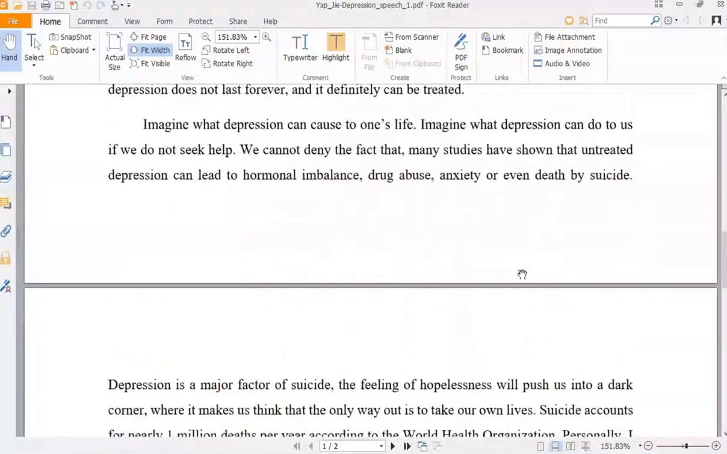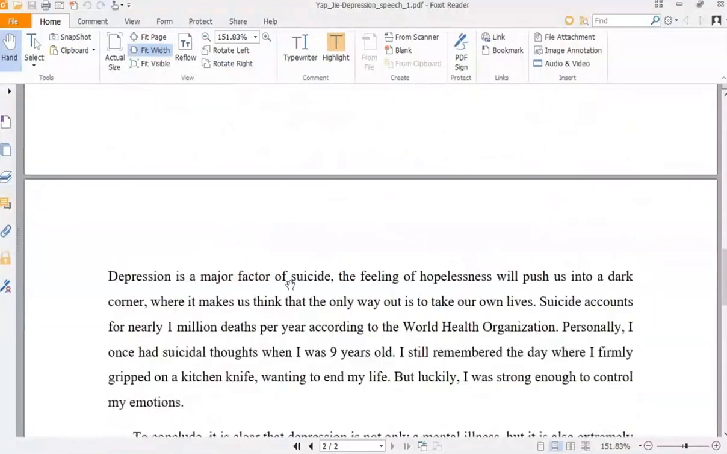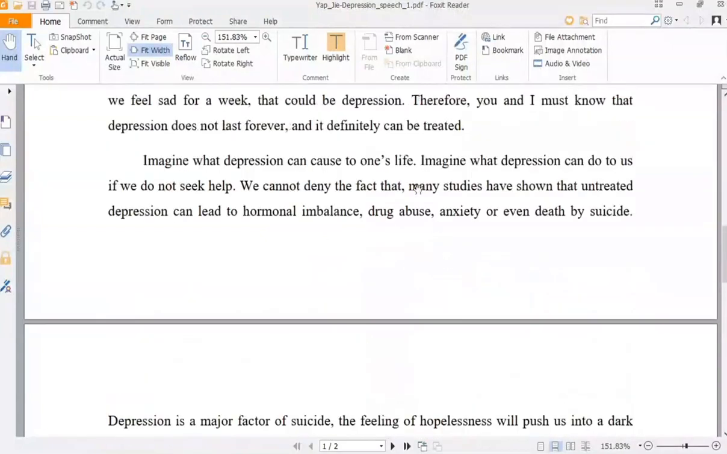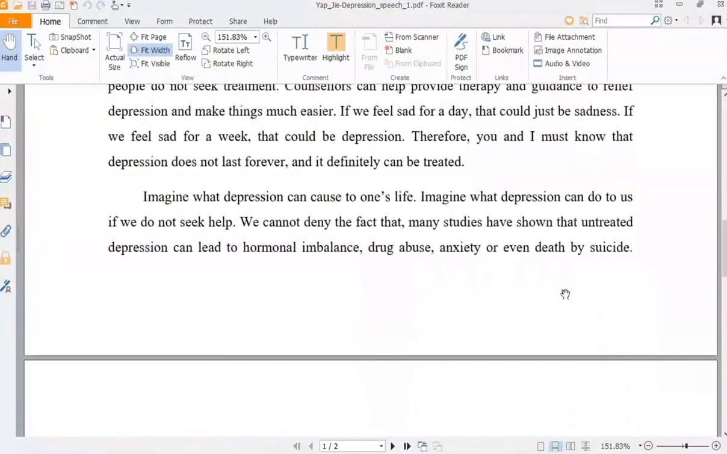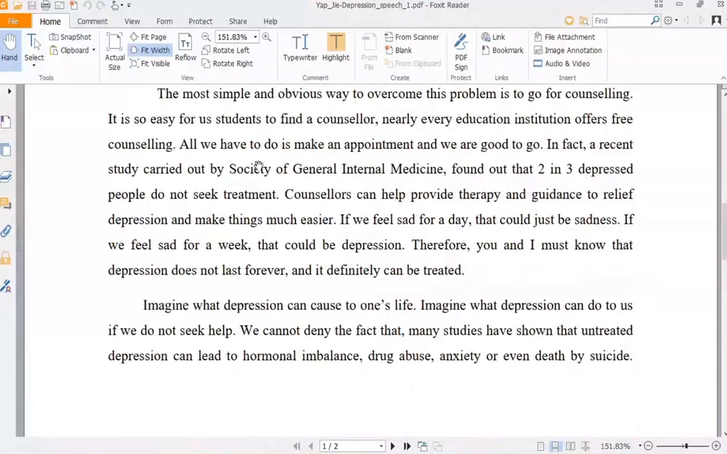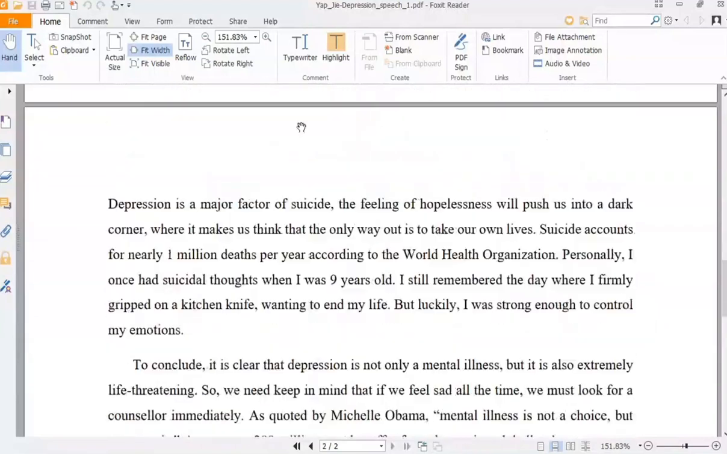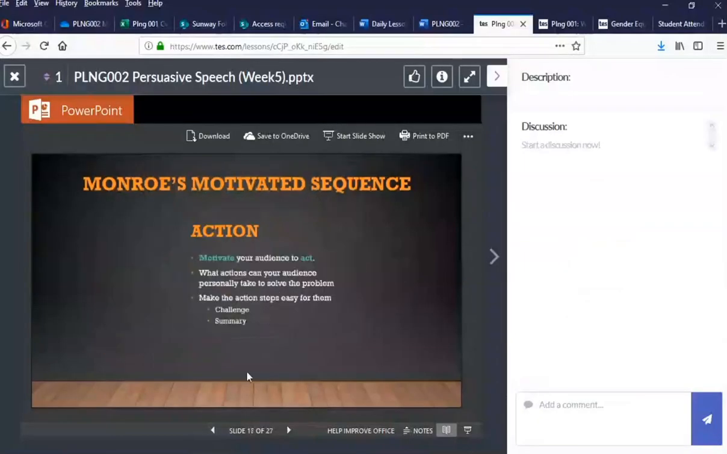So this is a visualization. He's painting a picture of a negative effect. Okay, so what will happen if you continue on like this and you do not adopt his solution to go for counseling? You will end up committing suicide. Okay. Next is action. You want to motivate your audience to act. What actions can your audience personally take to solve the problem? So make the action steps easy for them by challenging them and summarizing it for them.